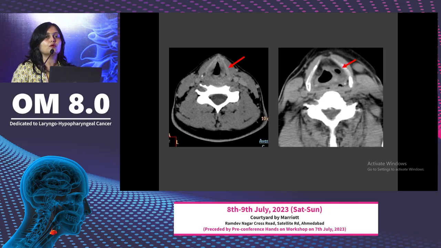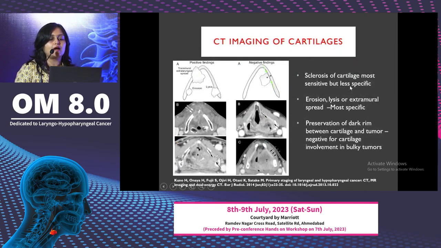So this is how the unossified cartilage looks on CT scan on your right, and the ossified cartilage will look like this on cross-sectional imaging. For CT imaging of the cartilage, there are a few terminologies which are important. If there is a disease which causes erosion of the inner lamina of the cartilage, this is a positive finding and it is specific for thyroid cartilage involvement.